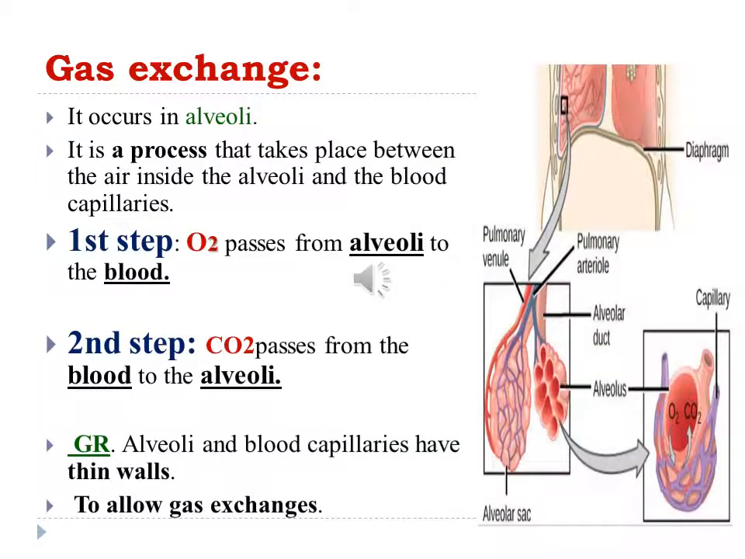The gas exchange. It happens inside the alveoli. It is a process that takes place between the air inside the alveoli and the blood capillaries. It happens in two steps. First, oxygen gas passes from the alveoli to the blood capillaries. Second step, the carbon dioxide gas passes from the blood capillaries to the alveoli.